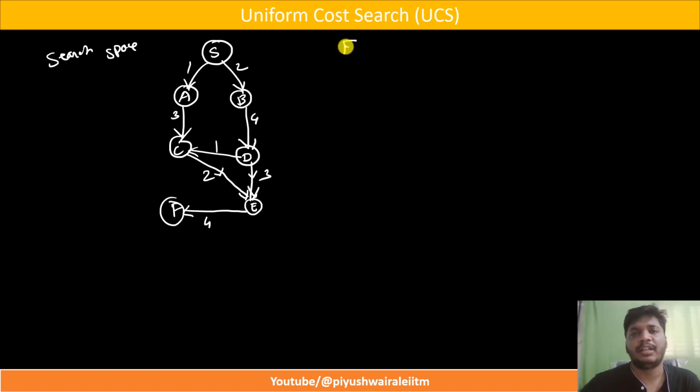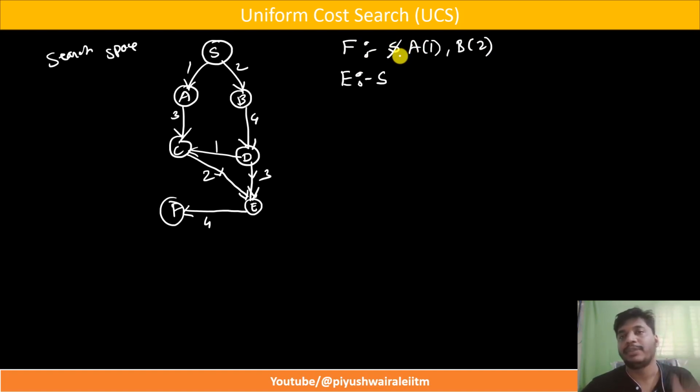So same thing, consider the frontier and explored list. First is S, right? Whether S is my goal state or not? No, S is not my goal state. So I will remove S and add it in the explored list. But from S, I can go to A and B, at a cost of 1 to A and a cost of 2 to B, right? Now, among this frontier, which one is the next node we have to explore based on the priority queue, which one is having the lowest cost? A. So I can explore A here.